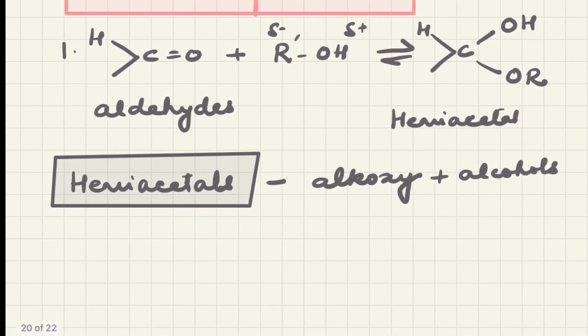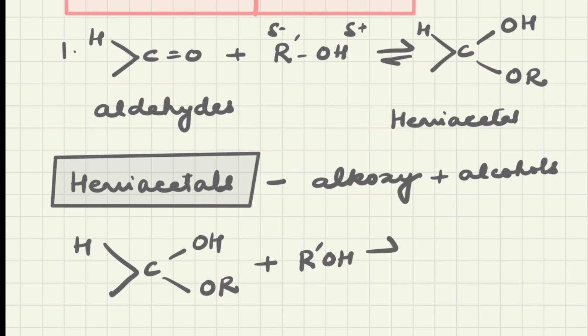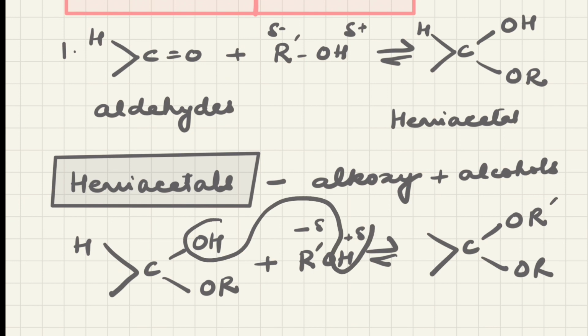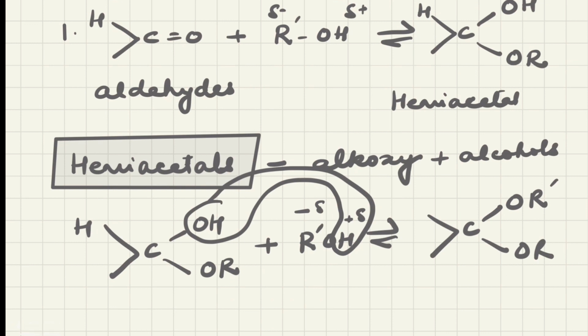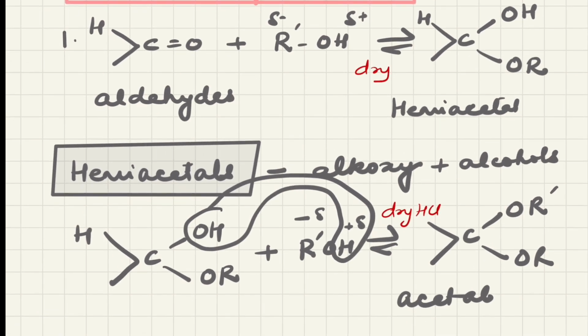Now, if we take a hemiacetal and we further react it with alcohol, right? So what will it give? It will give us acetal, that is, it will give us dialkoxy. How? So you will have, again, this is the electrophilic part, nucleophilic part, and this water comes out, right? So you will have dialkoxy, and this is known as acetal. The reaction takes place in presence of dry HCl. So on the arrow you will have to put dry HCl.